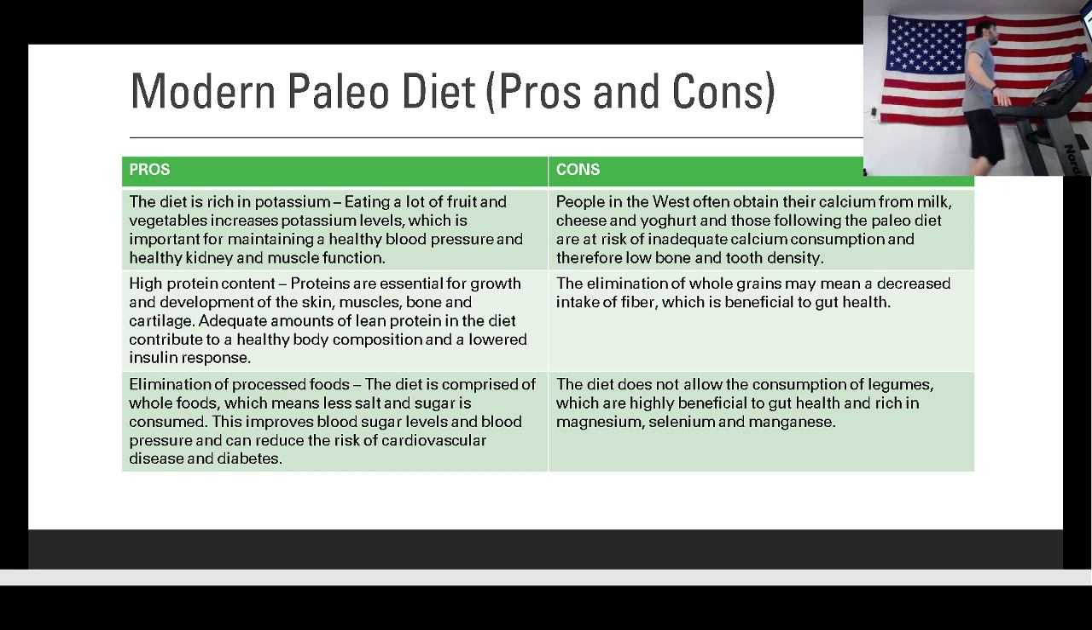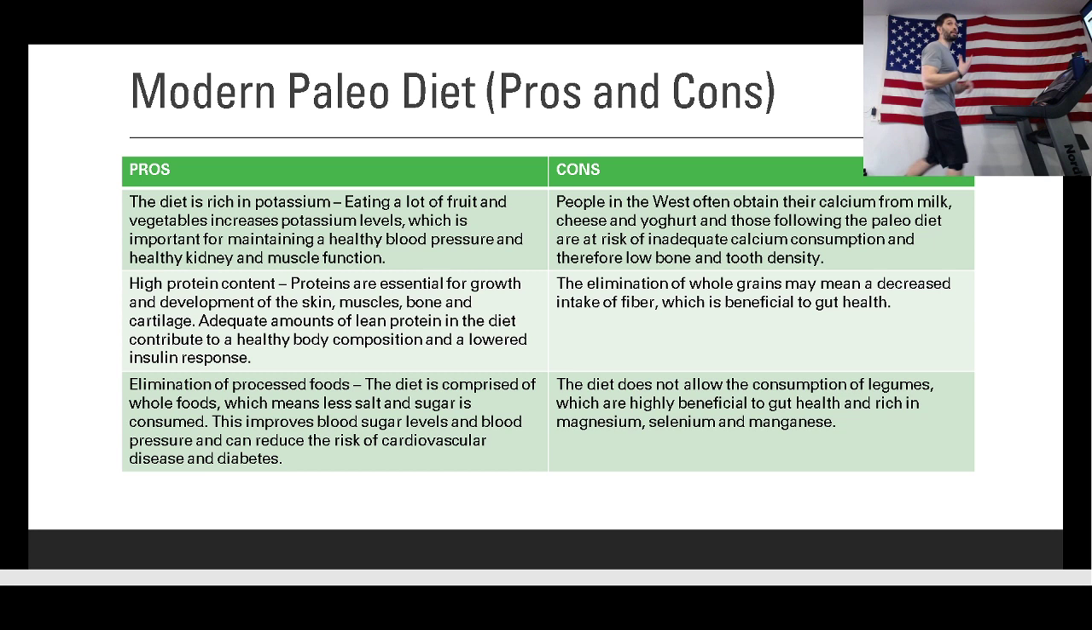So as we continue here to wrap up our pros and cons, flipping over here, the paleo diet is rich in potassium. Eating a lot of fruit and vegetables increases your potassium levels, and when we say a lot of fruit and vegetables, we just mean in comparison to the Western diet that generally has a low intake of fresh fruit and vegetables. Increased potassium is great for maintaining healthy blood pressure and great kidney and muscle function.